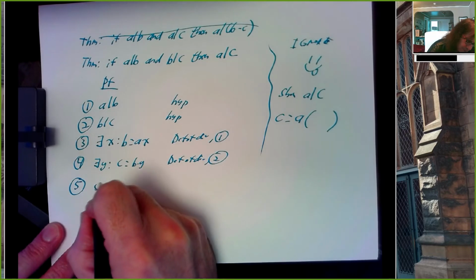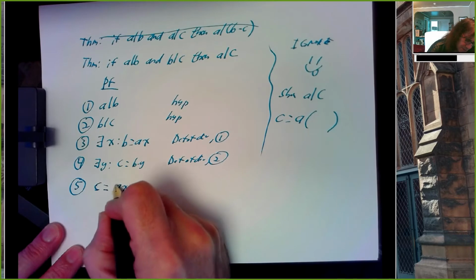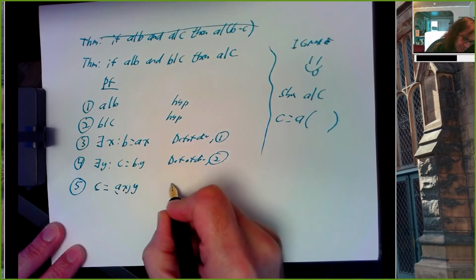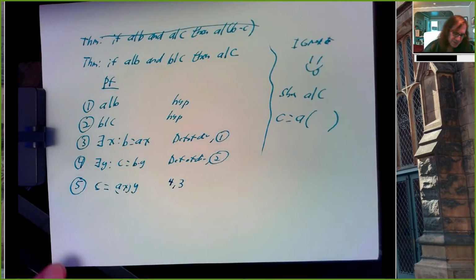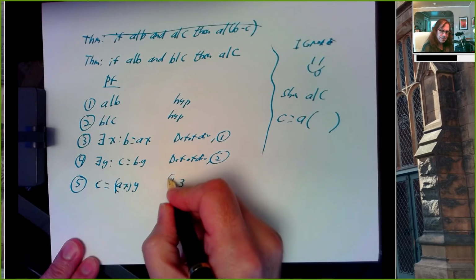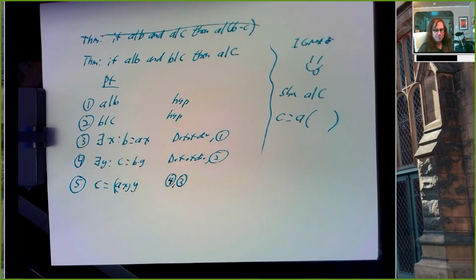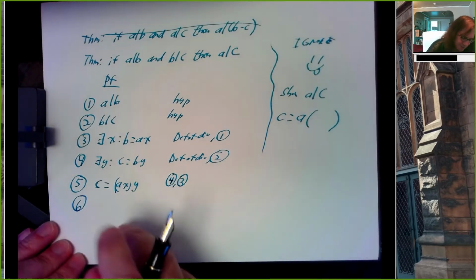C equals A times X times Y. And that's just propositions 4 and 3. And now we're done. Right, this is that step.